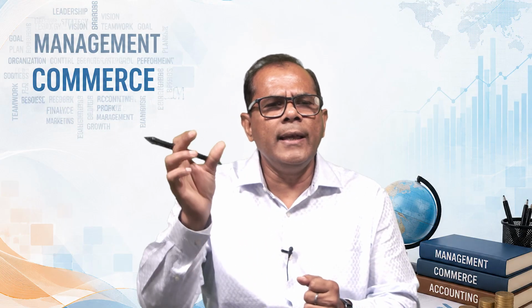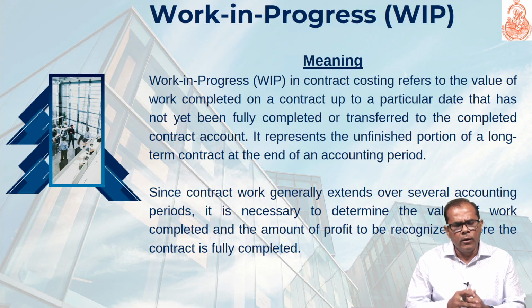If there is an escalation clause which accommodates the fluctuations or changes in the prices of different resources, we also make a mention of the claim against that escalation clause, simply implying the receivable against the price fluctuations, that is it. Then move further, work in progress.